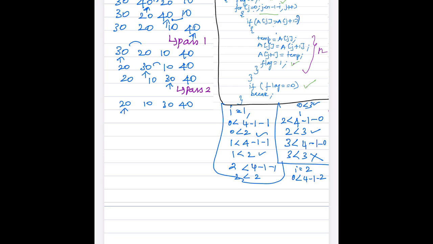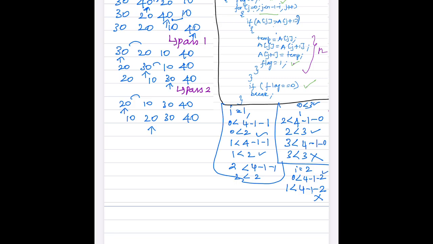Yes, it is true. If it is true, then it will go and check if a[j] is greater than a[j+1]. True, then it has to perform the swap. Then what will happen? 10, 20, 30, 40. Okay, now what happens next? Now j comes here. j is 1. What do you have to check? 1 less than 4 minus 1 minus 2. 4 minus 1 is 3. 3 minus 2 is what? 1. No, this condition fails.